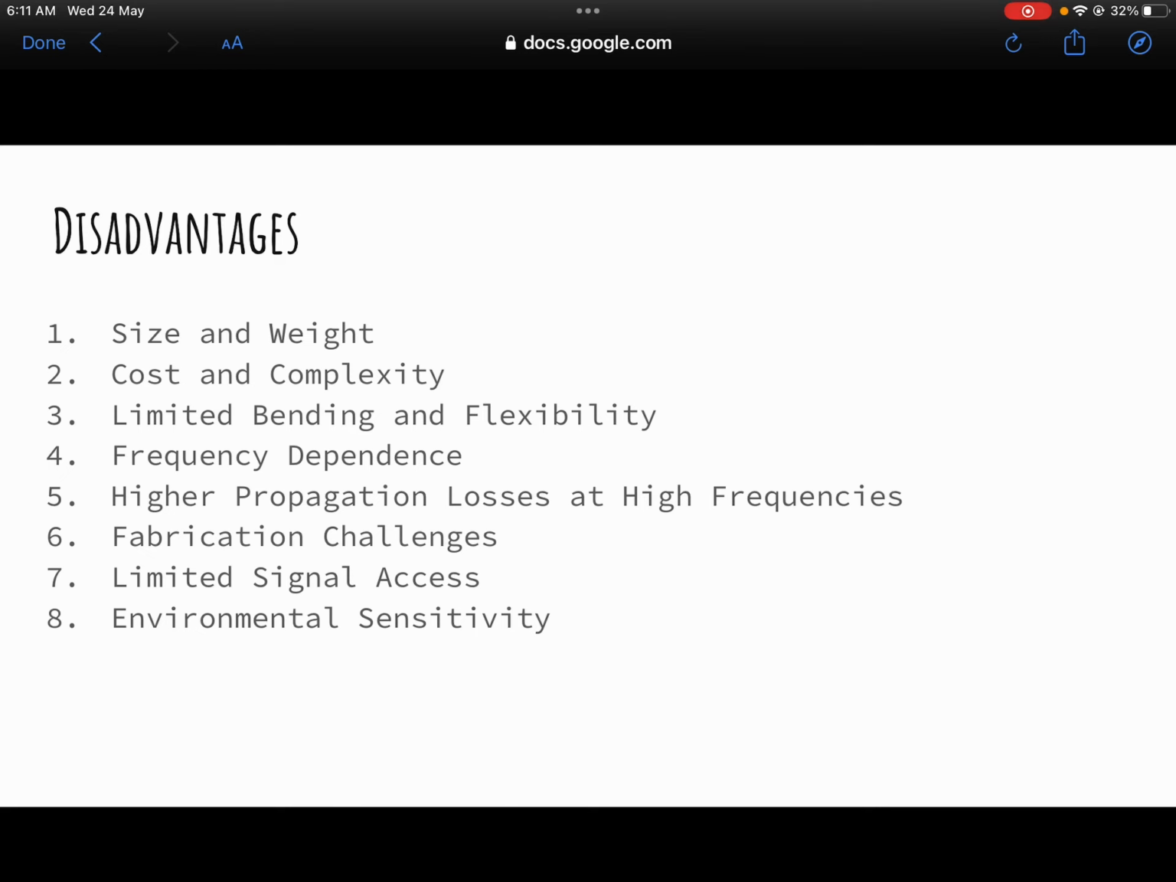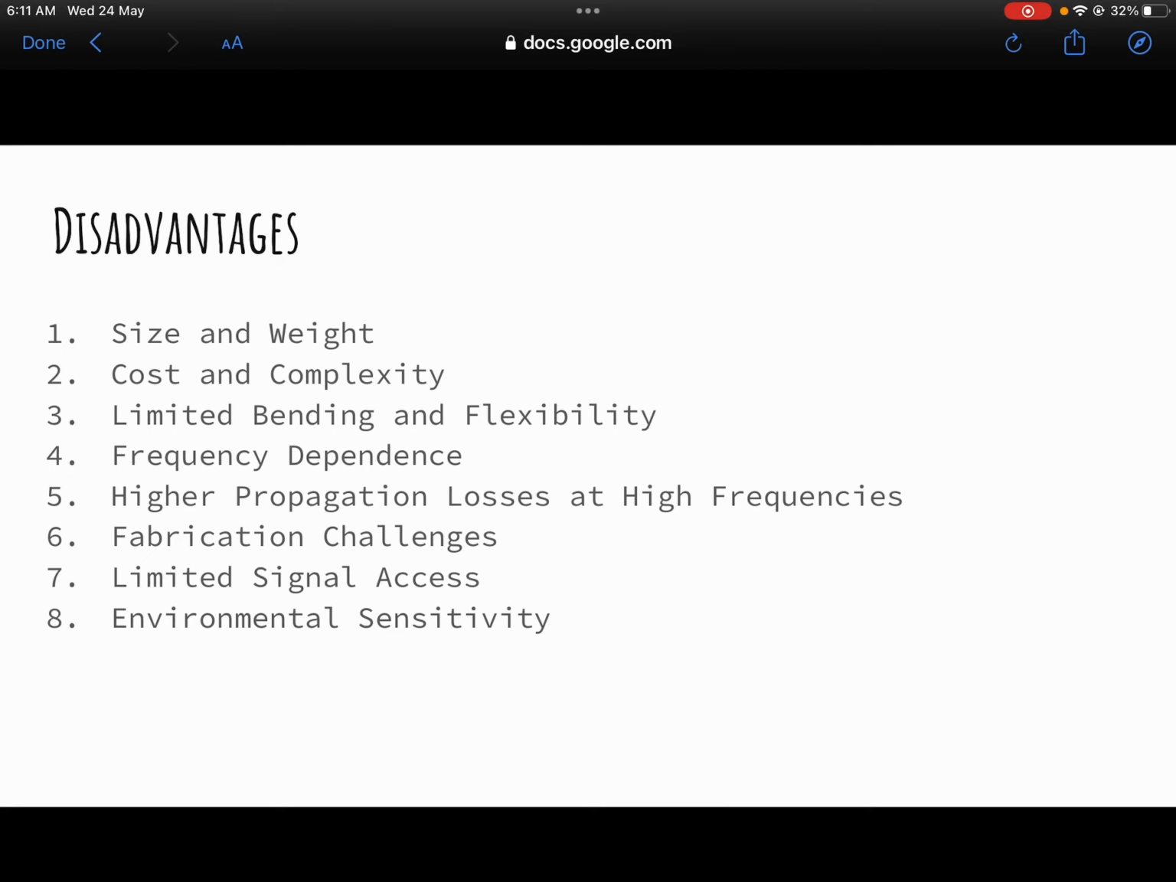Cost and compatibility. The design, fabrication, and assembly of waveguides can be more complex and costly compared to other transmission media. Waveguides often require precise manufacturing techniques and materials, leading to higher production costs.